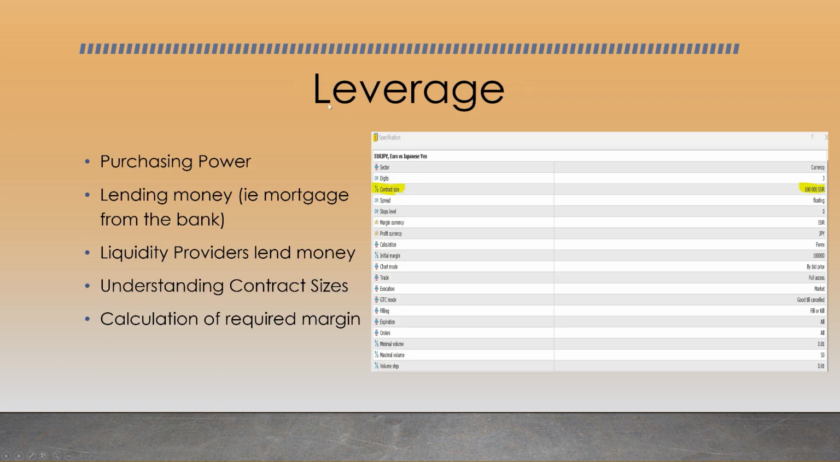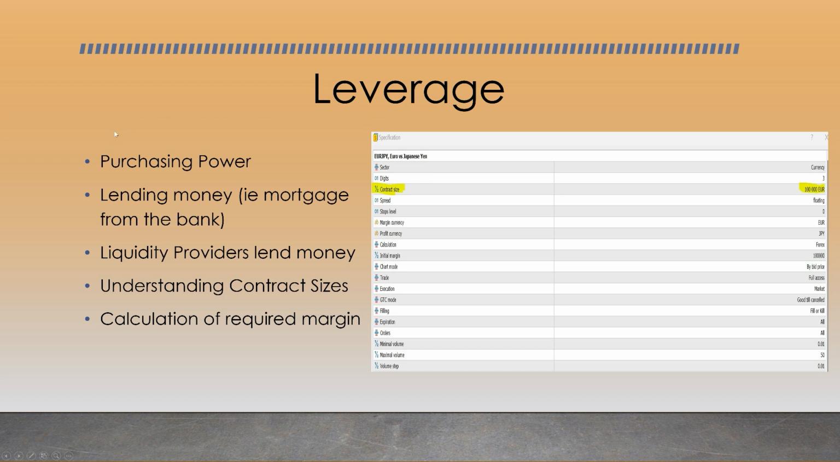Now, for leverage, what is leverage? We have to understand that. And how do we calculate the margin that we need in the account, based on the leverage, which we need to open certain positions?